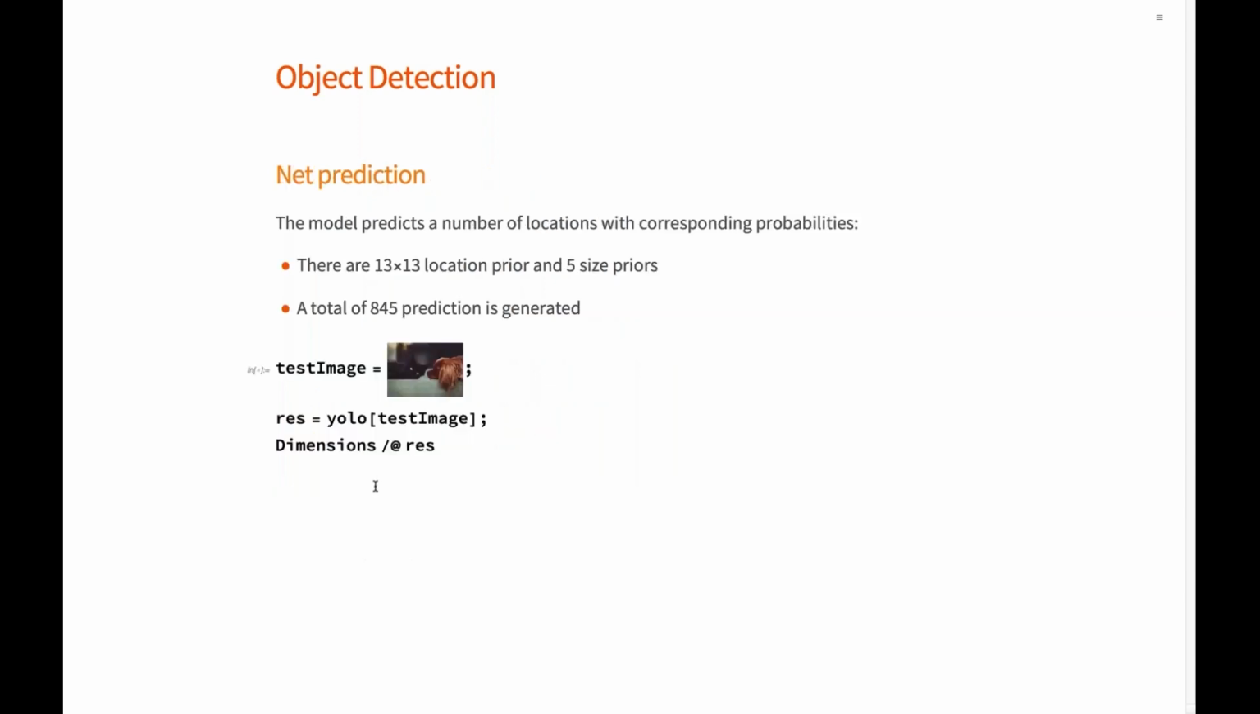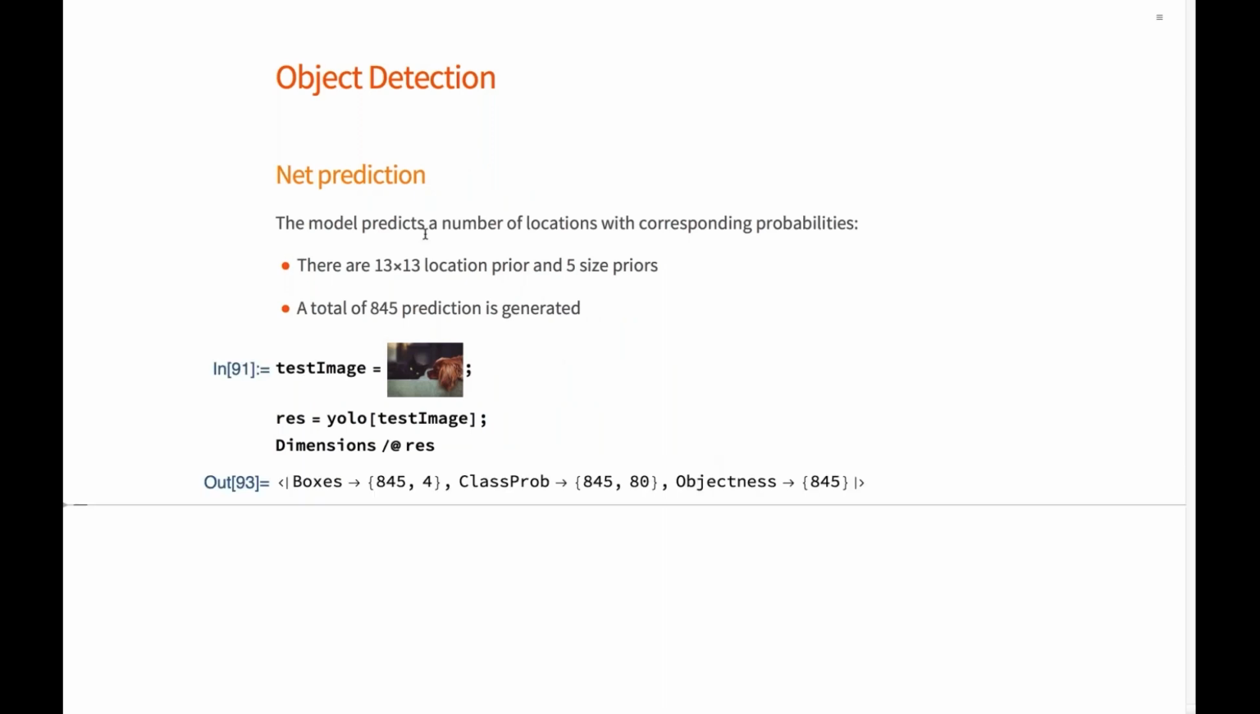So once we have all the ingredients in place, we can see what happens with the network results. In this specific implementation of YOLO, we have a grid which is 13 by 13, and we have also provided 5 size priors for the bounding boxes. So in total, the network will generate 845 predictions.